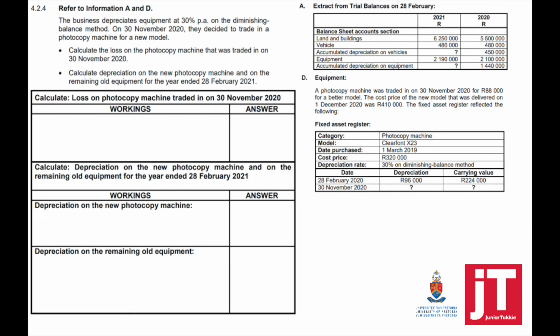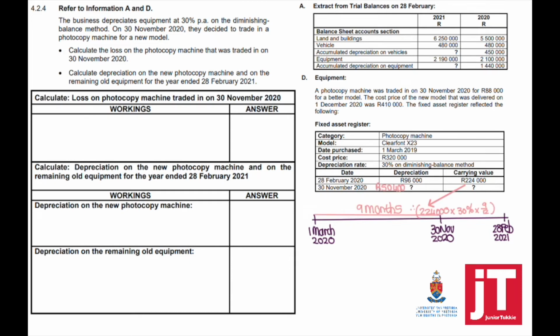So starting now with calculating the loss on the photocopy machine. When we calculate depreciation on that which we sold, it's always from the beginning of the accounting period until the day that we have sold it. So that equals 9 months. They provided us with a fixed asset register on the photocopy machine that we have traded in. The cost was 320,000. It's 50% diminishing balance method.